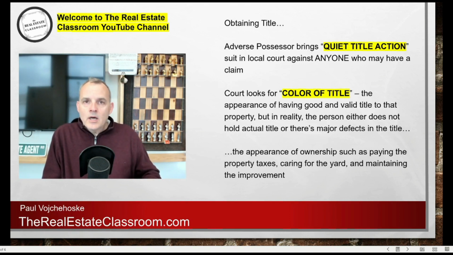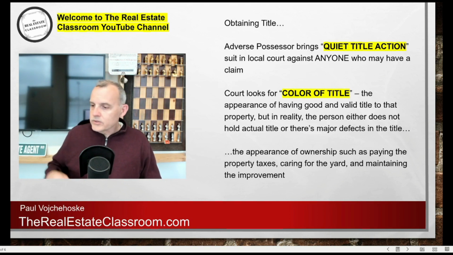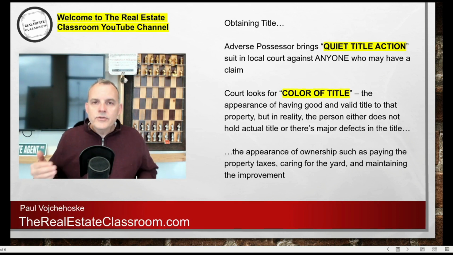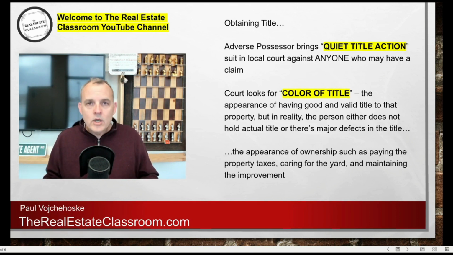Remember, they may be mowing the lawn and putting up a fence and trimming the trees and cleaning up after storms and talking to the neighbors and painting the house and the buildings that are on there and fixing the concrete in the driveway, doing everything that a normal owner would do. And I always explain it to my students this way: if you have convinced your neighbor openly and notoriously, where they had no idea that you were not the true owner of that property, then you have demonstrated the color of title. That's the best way to describe color of title.